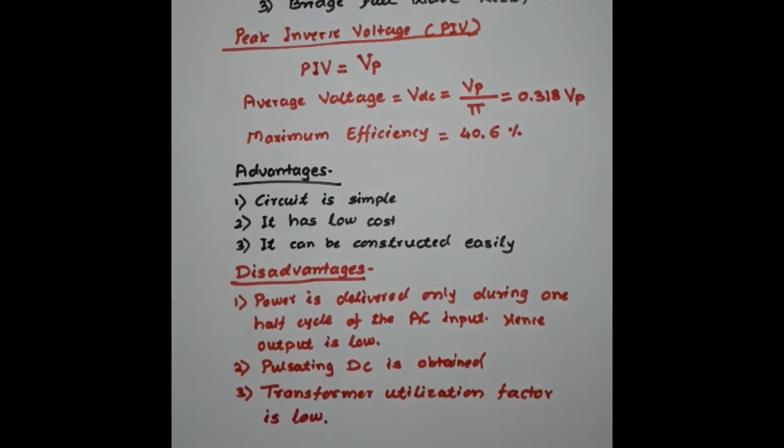So in this way the half wave rectifier, which is a very simple type of rectifier which converts AC into DC, is having some advantages and some disadvantages. In the next video we will see about the second and third type of rectifier, that means center tap full wave rectifier and bridge full wave rectifier.